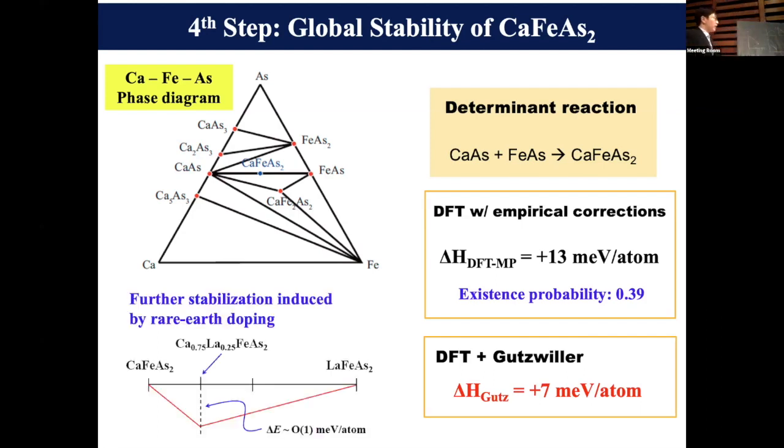We also checked the Weyl doping case and found that it induced further stabilization. So this result explains why the undoped 1-1-1-2 compound has not been synthesized yet, and only Weyl-doped 1-1-1-2 compounds have been synthesized in experiment.